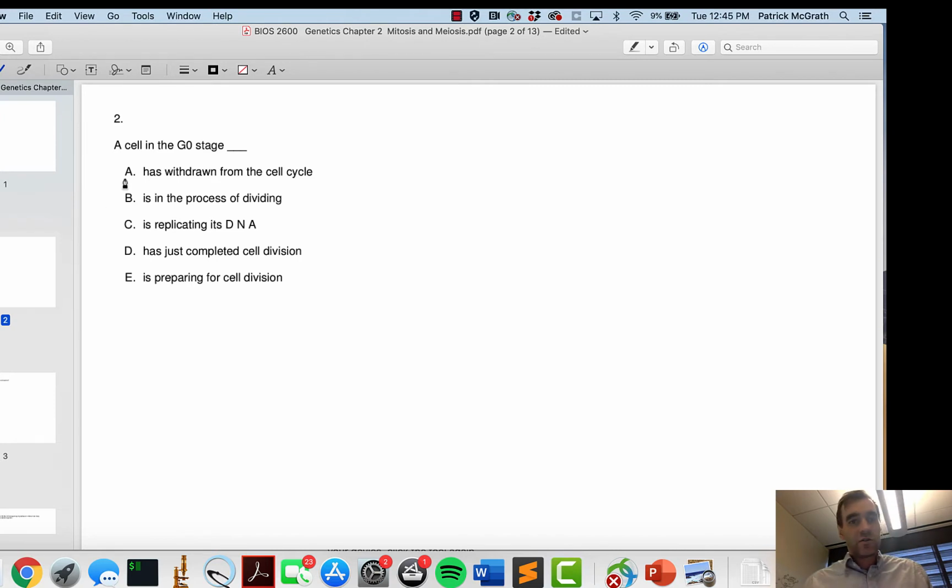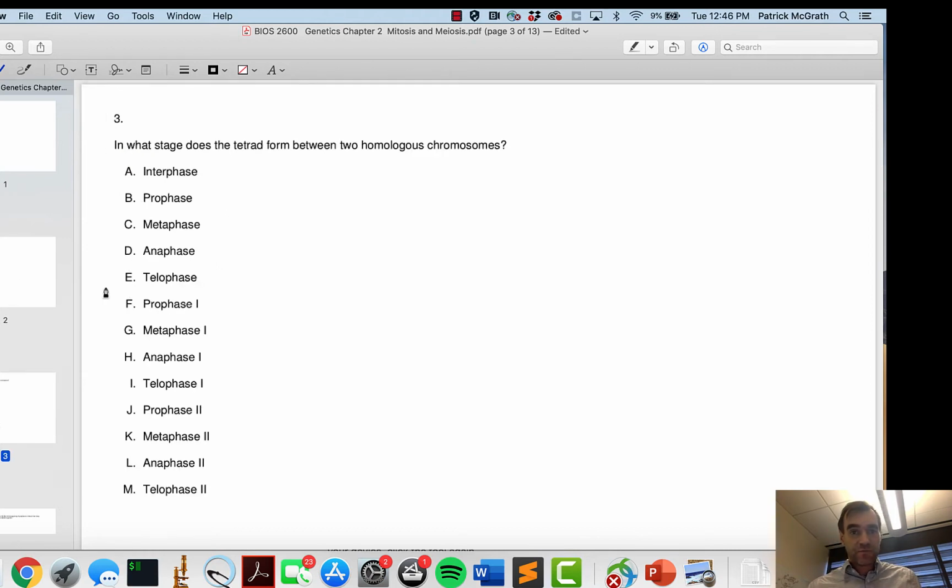Number 2, a cell in the G0 stage has withdrawn from the cell cycle. So the G0 stage is kind of a specialized stage where the cell is not growing, and it has exited the cell cycle in order to stay how it is. S phase is when it's replicating its DNA synthesis. It's not in the process of dividing. Actually, a cell goes into G1 after it has just completed cell division, and then G0 is a specialized version. In what stage does a tetrad form between two homologous chromosomes? Prophase 1.